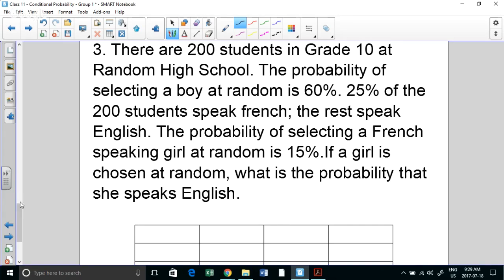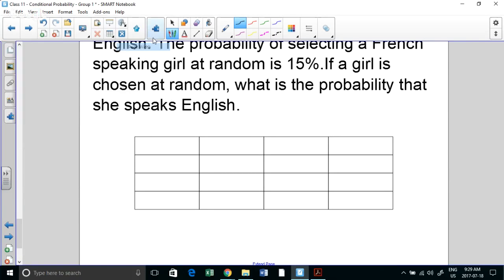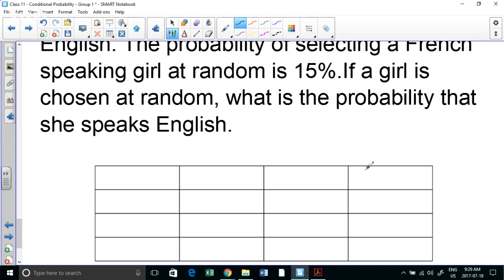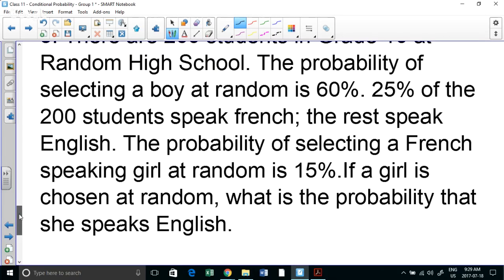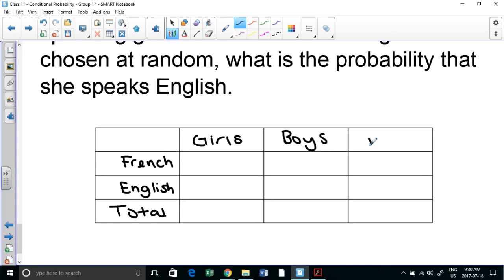So before we even look at the question, like given this, find this, we're just going to fill out the table because we can't do anything without the table. So we have girls and boys, and we have French and English. So those are the 2 things that we're working with, and we have our totals. And we know that the total number of students is 200.